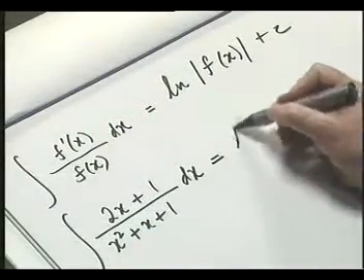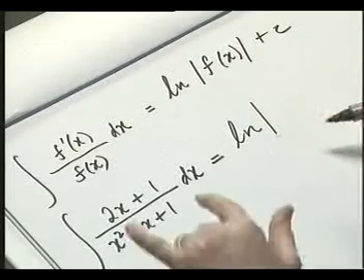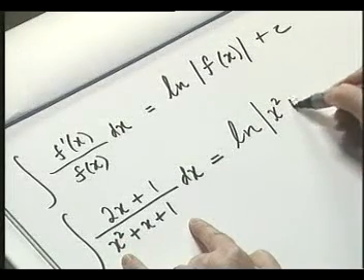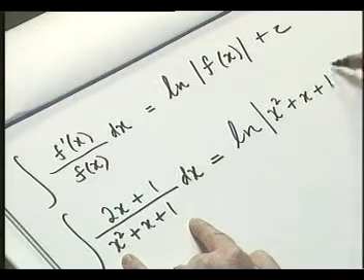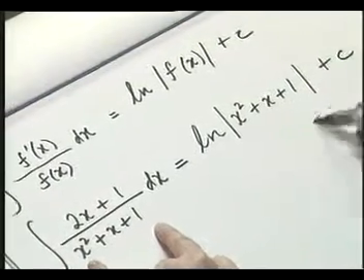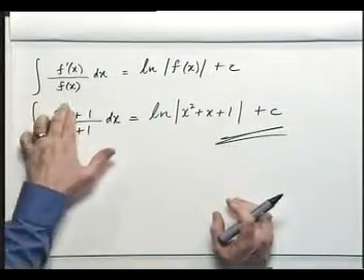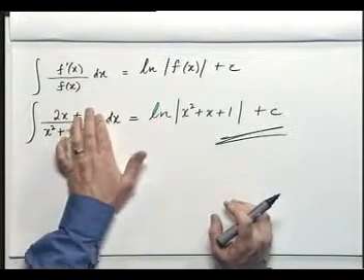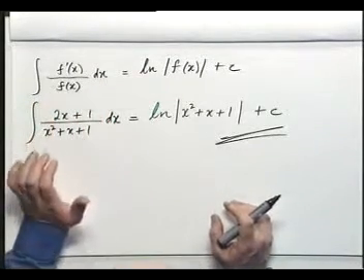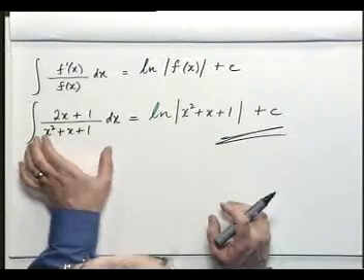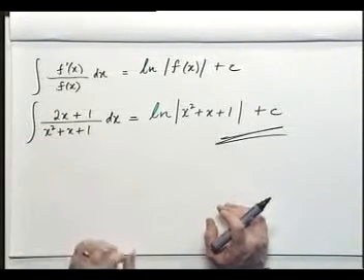The answer is going to be the natural logarithm of the modulus of what's at the bottom, plus c. And that's finished. So that's nice and straightforward. If you get a situation where you've got something times x plus another constant, and this top line is not the derivative of the bottom line, then you've got to do a bit more work on it, as we'll see in the next example.